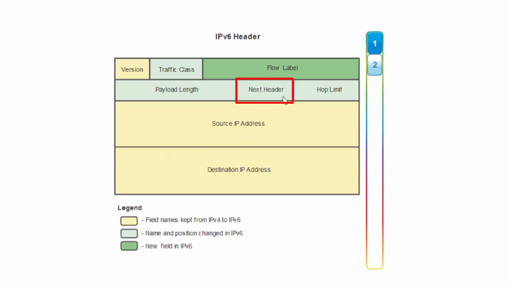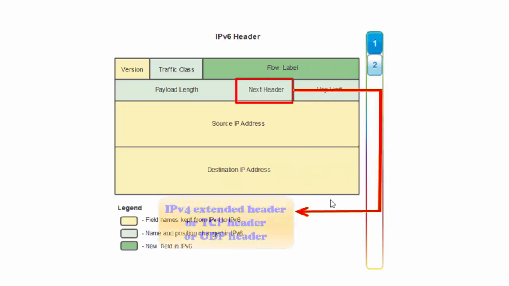As we will see, this next header points to another extension header in an unlimited way. So we can use this next header to point to the protocol on the higher layer, or point to any other protocol that is used after this header.